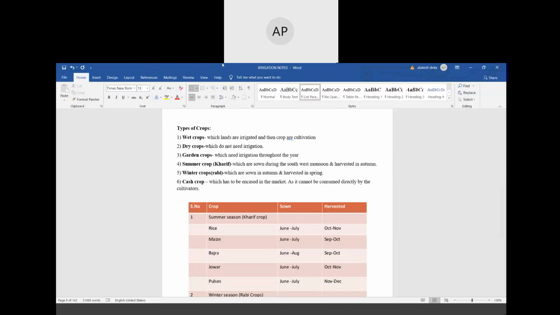My screen is visible. Okay, my screen is visible, I think, isn't it?